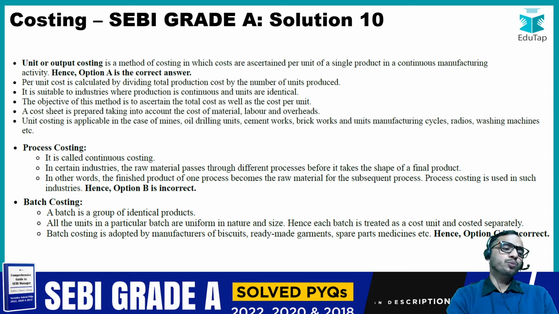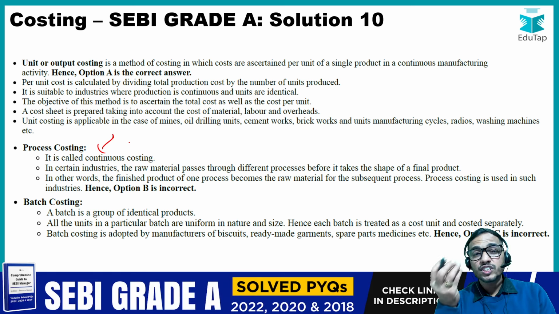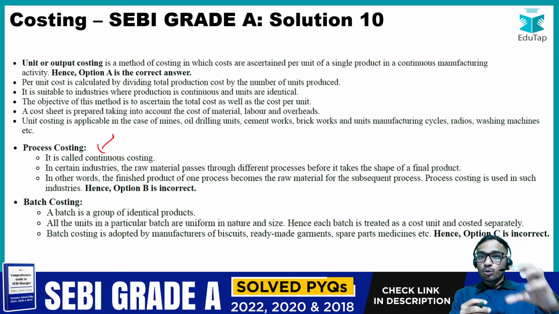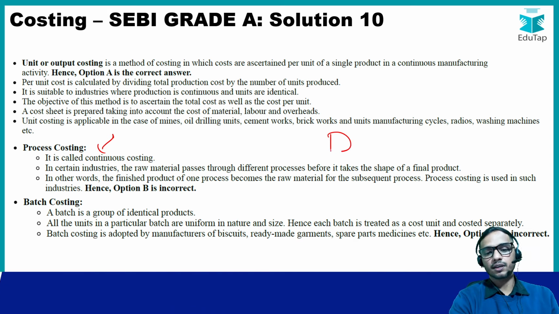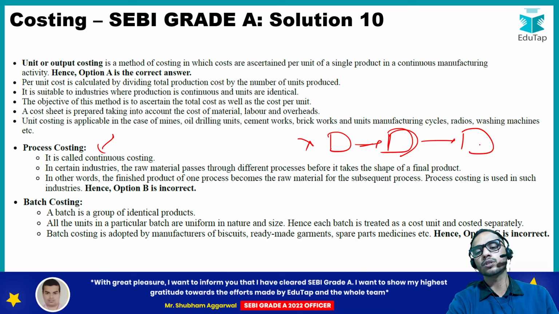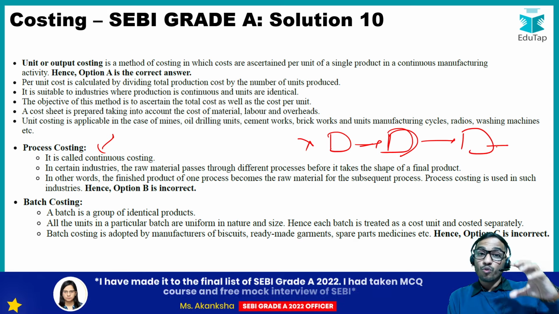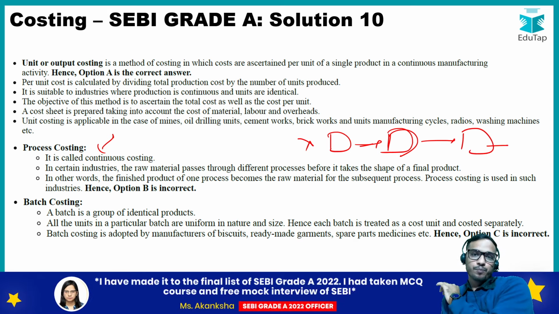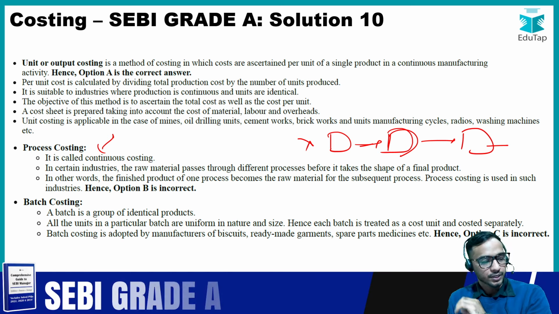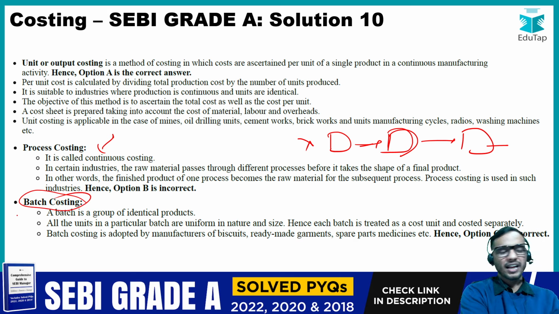Now let's talk about process costing. In which type of industry is process costing used? Process costing is used where the product is going through different processes. Like in the chemical industry, first it goes through the first process, then the second process, then the third process. So where the product is going through several or many processes, that is where we use process costing, right? Now let's talk about the batch costing.